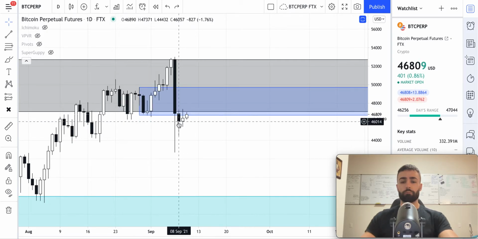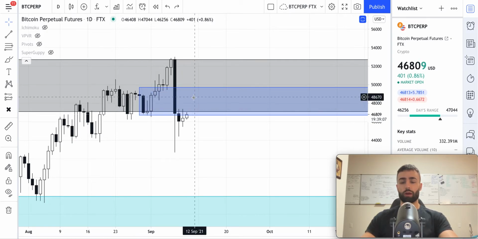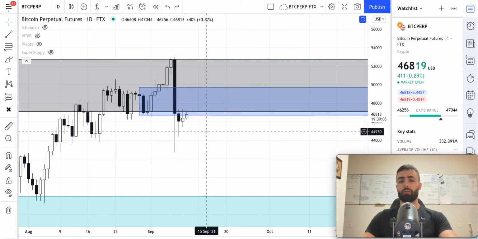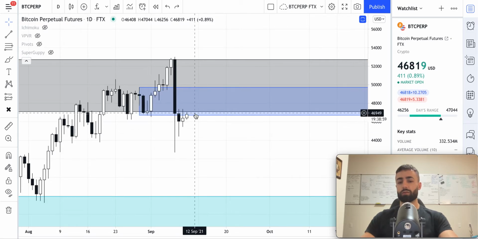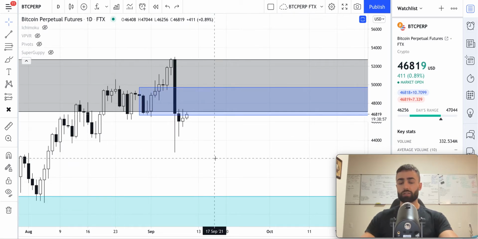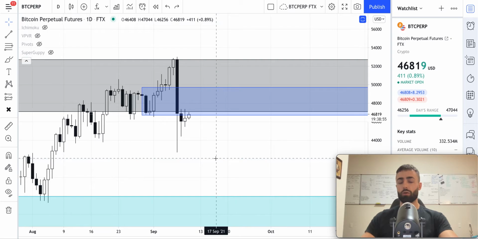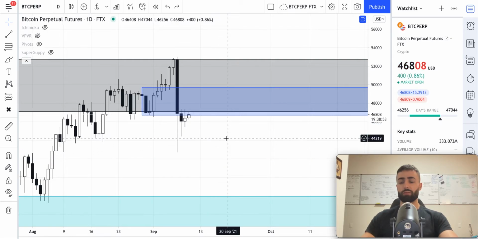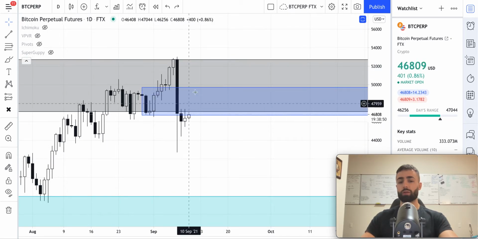So what's likely is we're going to come up, form a lower high, and then we're going to come down again. Now, when we come down that second time, that's where we need to keep an eye on what price does. Is price going to go for a new lower low? In which case, obviously, we'd be very bearish. Or if the price comes down and makes a higher low, we're continuing that equilibrium pattern.